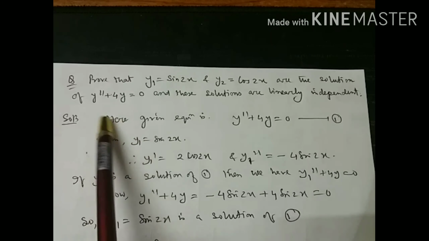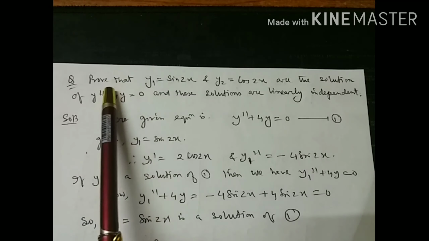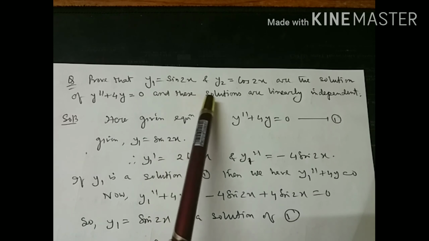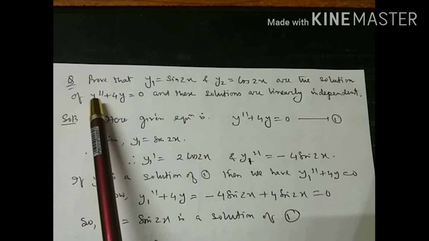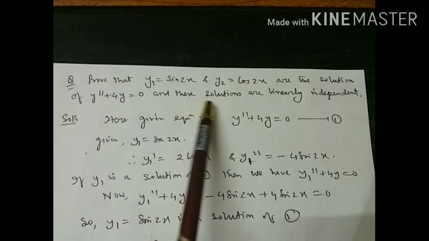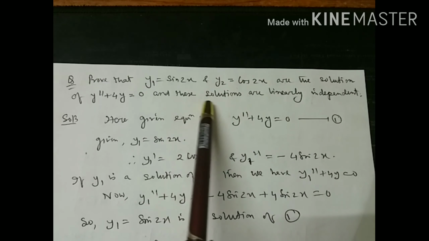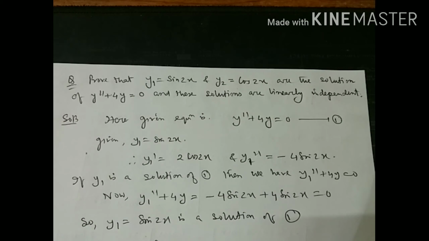Now we see this example where some portion is already done: prove that y1 equal to sin 2x and y2 equal to cos 2x are solutions of y'' + 4y = 0. This is a homogeneous equation, and these solutions are linearly independent. This portion is new, and the other portion we already did in the previous example.